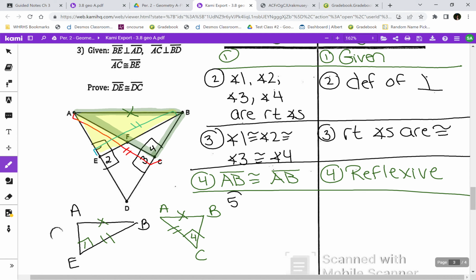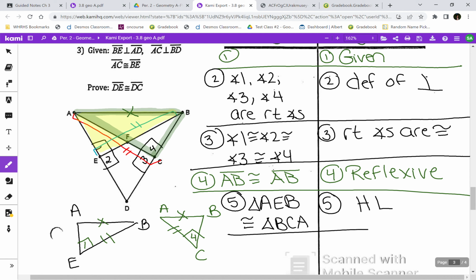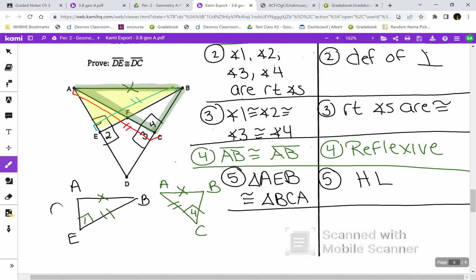So step number 5, I'm going to say triangle AEB is congruent to triangle BCA, not ASS, HL. All right, am I going to be able to say that ED is congruent to DC right now? No. I'm going to CPCTC 2 things, and you're allowed to CPCTC more than one thing. I'm going to CPCTC AE congruent to BC.